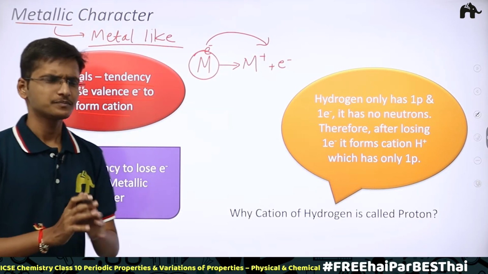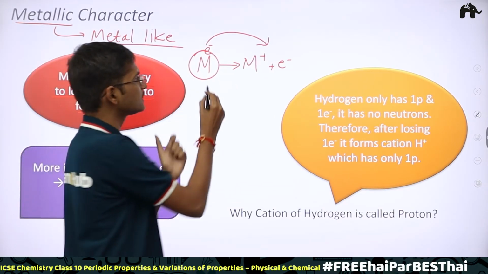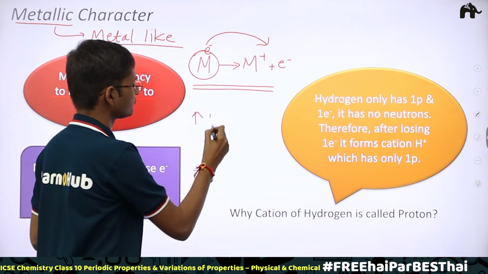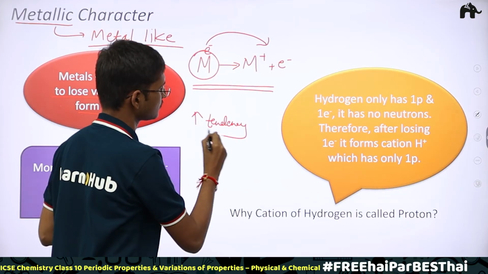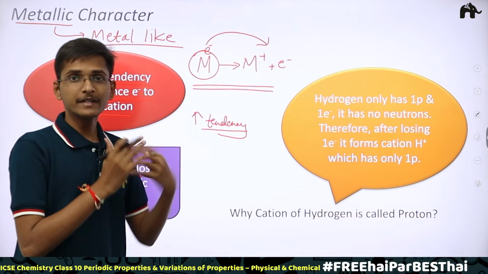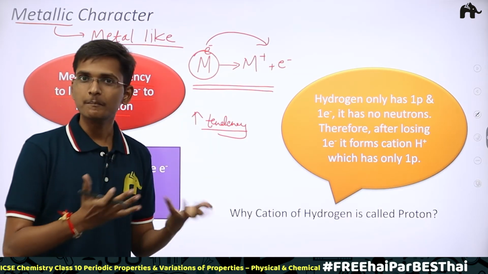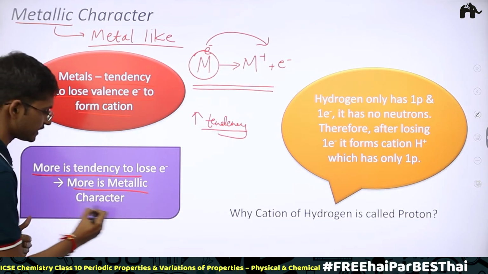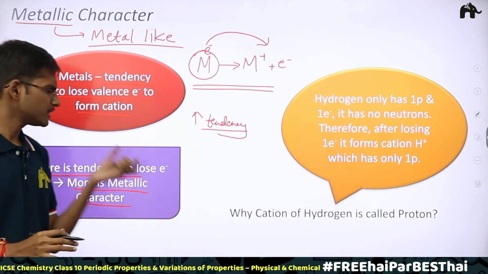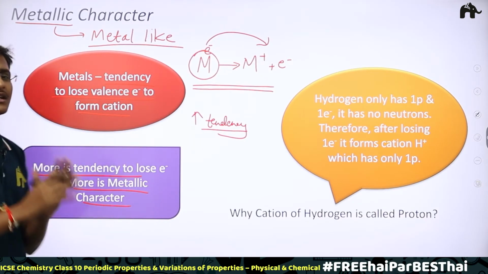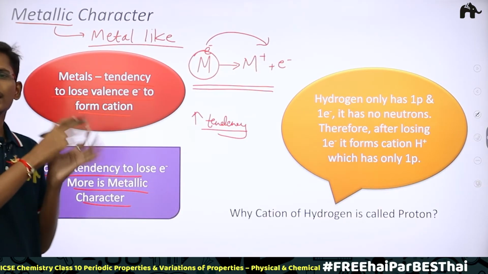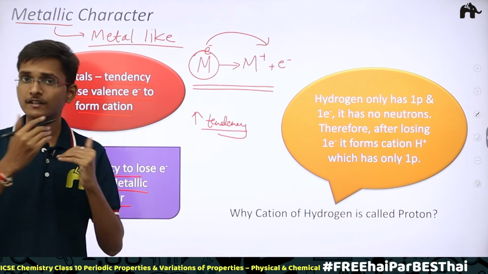Very simple. Now this means that if this tendency to lose electron is more, then absolutely the element is showing more metal-like character, right? More metallic character. Very simple. Now you have to just understand this thing very clearly, and by understanding this very thing, it would be very easy for you to understand the trends of metallic character when we move across the period, when we move down the group.